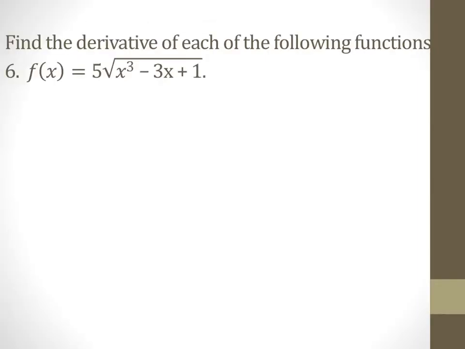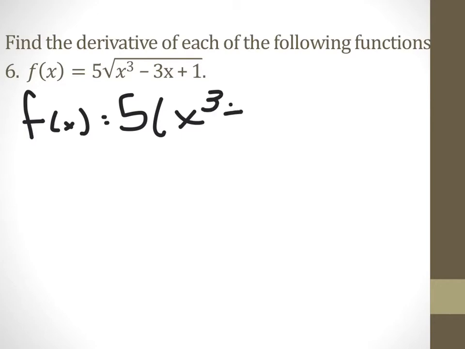Okay, here we go. Next one. This one, let's rewrite that root as an exponent. So f of x equals 5, keep what's inside, x cubed minus 3x plus 1, all to the 1/2. That's just taking this root and making it exponential instead of in radical form.